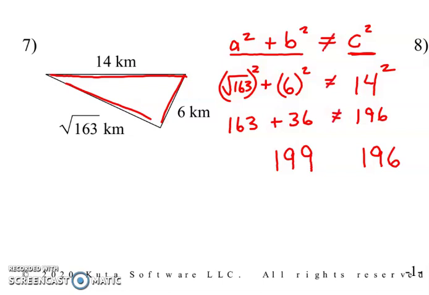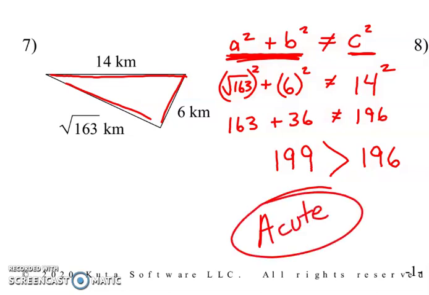That's not true. In fact, this side is larger. Now that was the side where I was adding the two smaller legs together. Okay, when that happens, that means I've got an acute triangle.